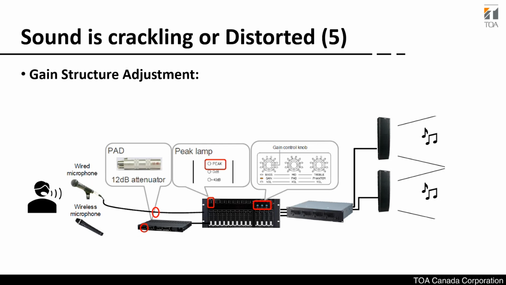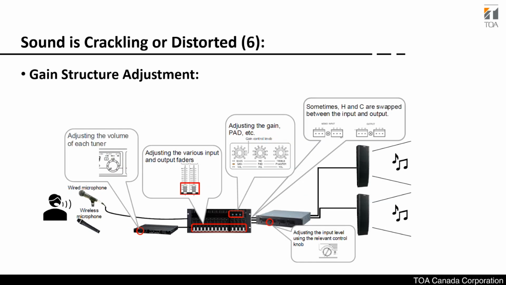And if the peak light is still lit up, that means the gain might be a little bit too high, and then you can adjust a little bit lower to crank down the input gain. And also besides the input side, for the output, adjusting the output level is also an important step for you to adjust the proper gain structure here.